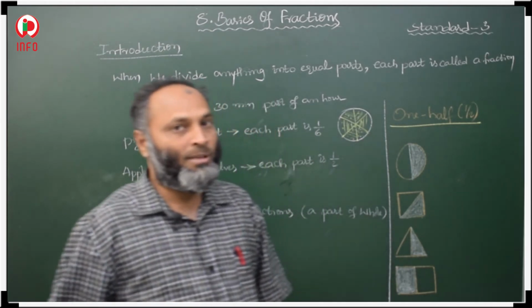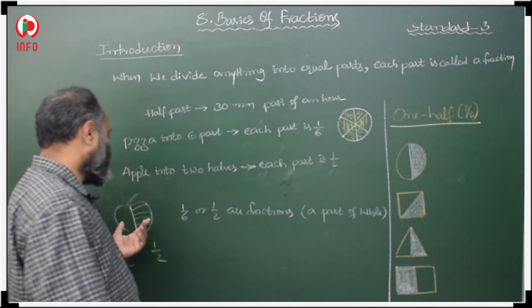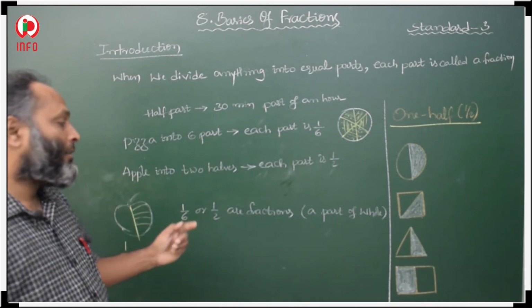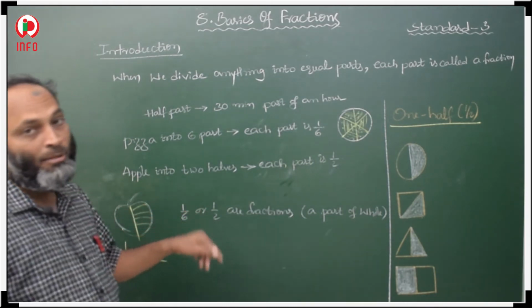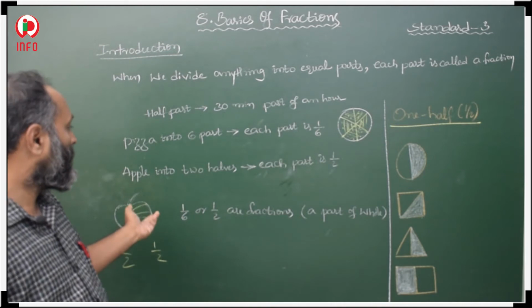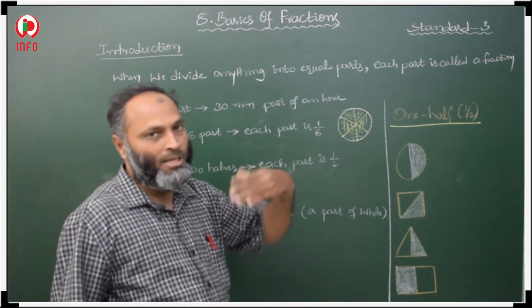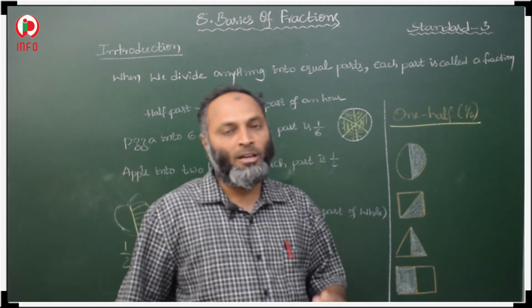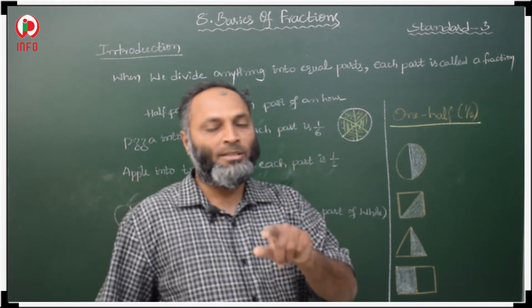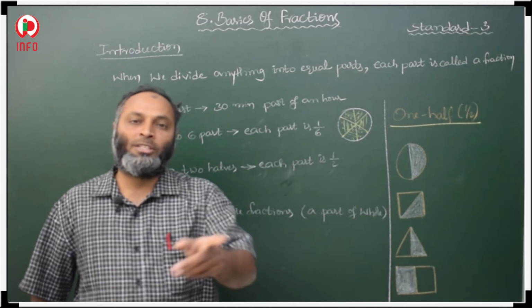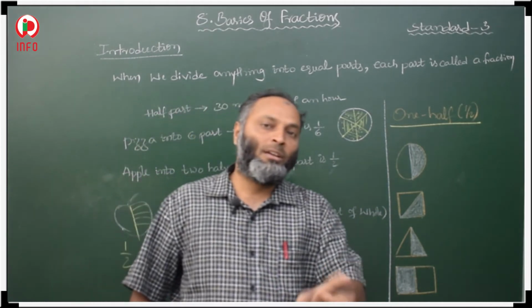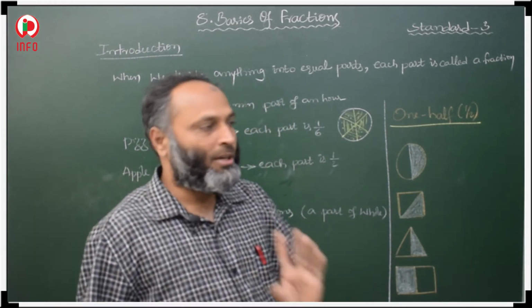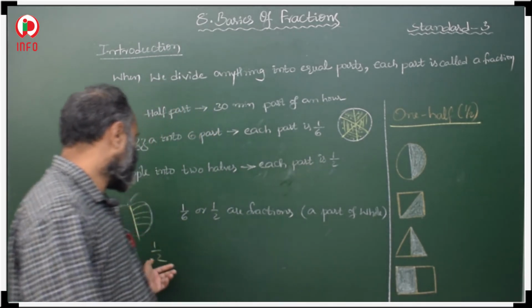So 1 by 2, 1 by 6, how should we know? How many parts did you make? Depending upon that, you get your fraction. The 6 in 1 by 6 means the number of parts, how many parts there were. So how to get the denominator? It depends on how many parts you made. So it depends on that, the denominator.